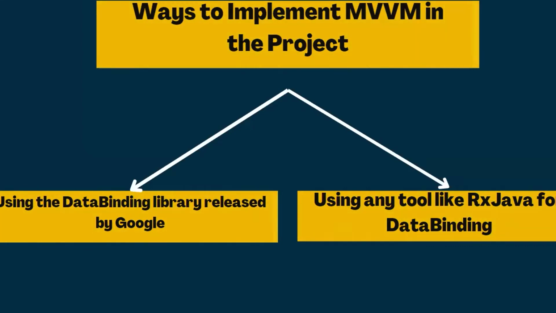So the only thing that you have to do if you want to implement MVVM using RxJava is just add the dependency of that library to your Android project and just start using it. Was that clear, Abhishek Raj? If you have any further questions also you can ask. Okay, great.